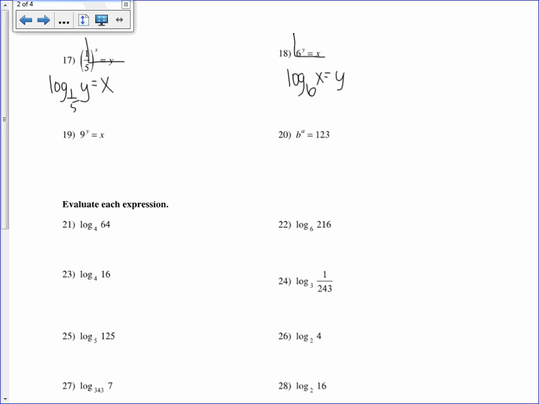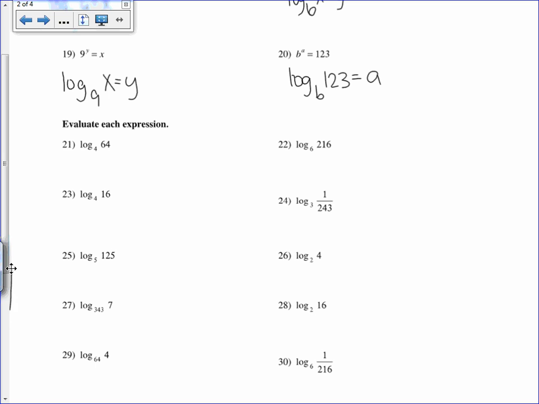All right, if you don't want to make the L, remember, base stays on bottom. So my 9 is going to stay on the bottom, and then my X and Y switch. This is going to be log base b of 123 equals a.